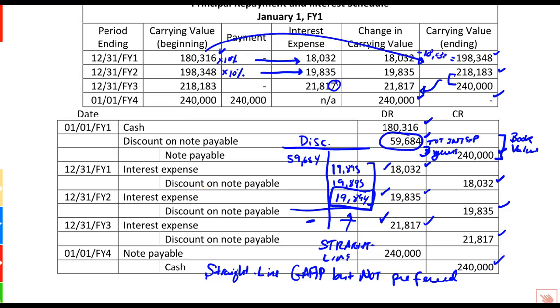Okay, but we will see a little bit of straight line, usually to make problems easier where we're focusing on something other than the effective interest method. But the whole point, the bottom line here is the effective interest method is just a way to take this 59,684 and spread the interest expense across 3 periods. It's just a rule for doing that.